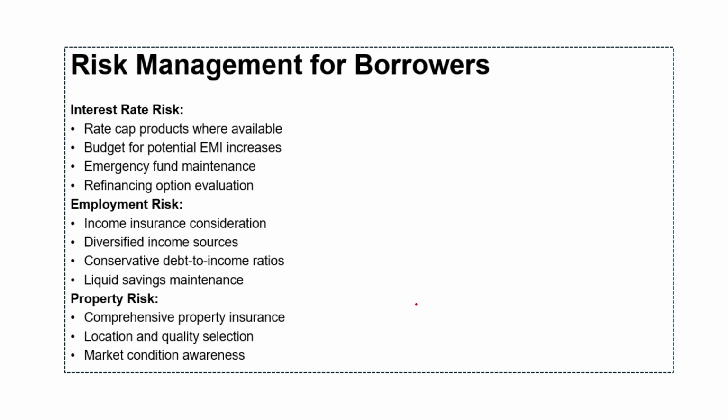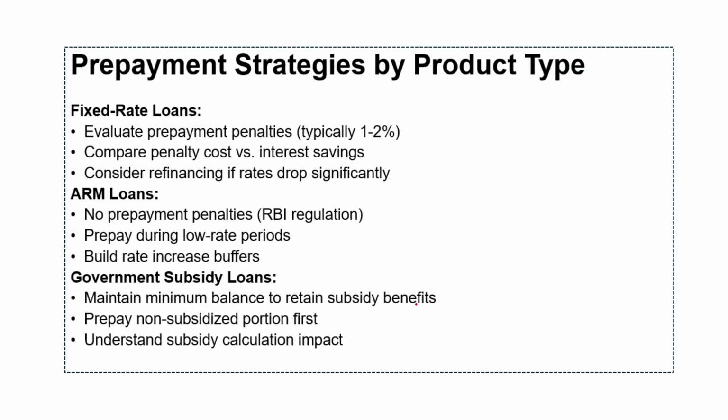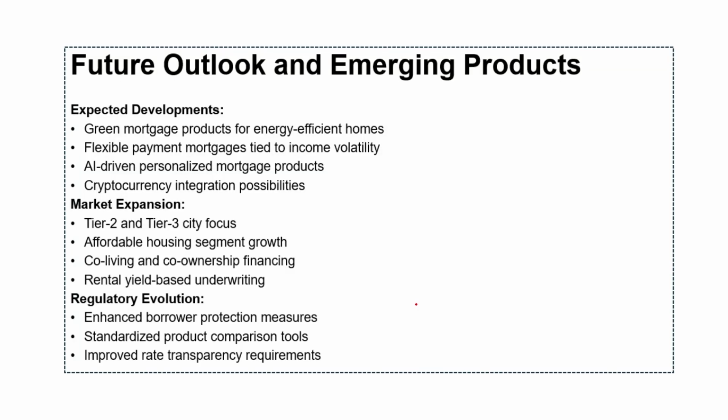Then prepayment strategies per product type. We have discussed that for fixed rate there can be penalties, but for ARM there is no penalty. So definitely prepayment strategies should be made by the investors. They should go for it. And government subsidy loans, if investors can avail that, we have seen there is a substantial saving which can be achieved by them. Future outlook: we understand that green mortgage products, energy efficient homes, are being expected. A lot of such loan products are also coming for them.